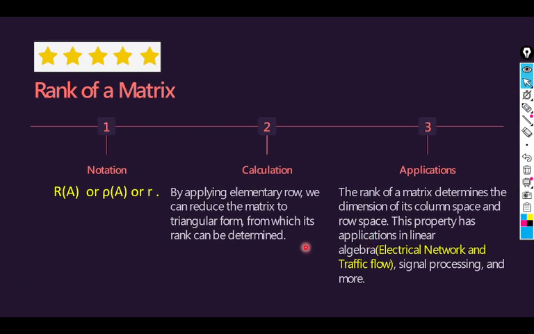That's about the definition of rank. Now the notation: we denote rank by either R(A), rho of A, or just by rho. Any one of these three notations can be used to denote the rank of a matrix. Actually, we apply elementary row transformations and reduce the matrix to something like an upper triangular matrix, known as the row echelon form. Once we get the rank, we can use it in a number of applications. Two applications that are part of our syllabus are electrical networks and traffic flow problems.